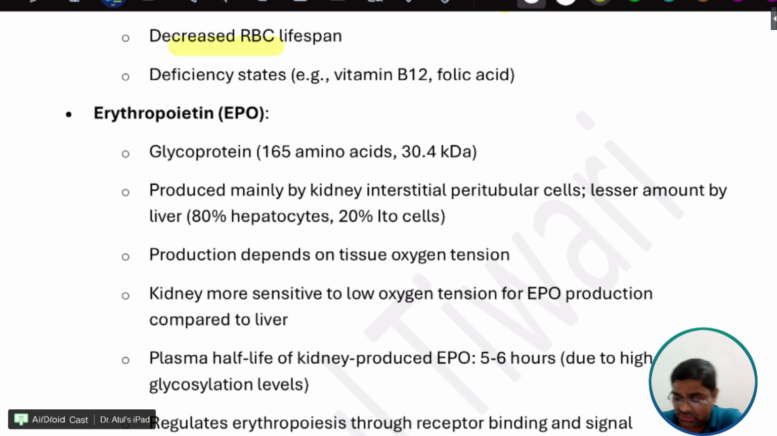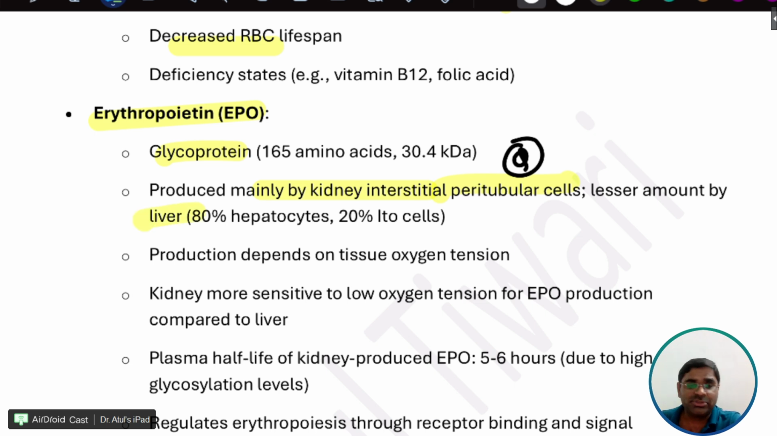So let us first discuss what EPO is. EPO is a glycoprotein. It is produced mainly in kidney interstitial peritubular cells. This was one of the MCQs that was asked a few years ago in the NEET SS exam, asking from where EPO is produced. It is produced mainly in kidney peritubular cells and in lesser amount in the liver.